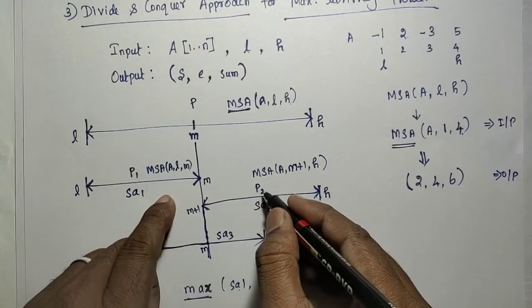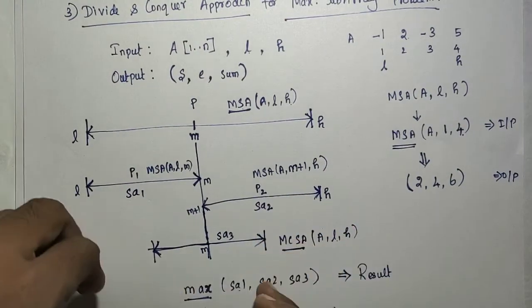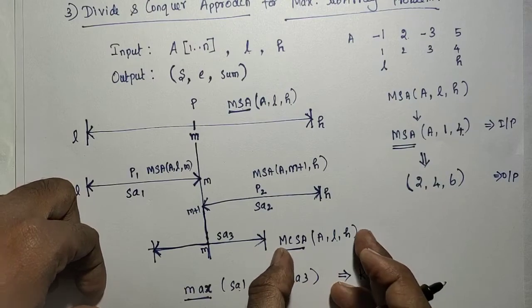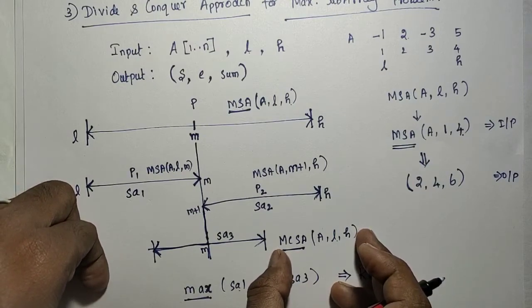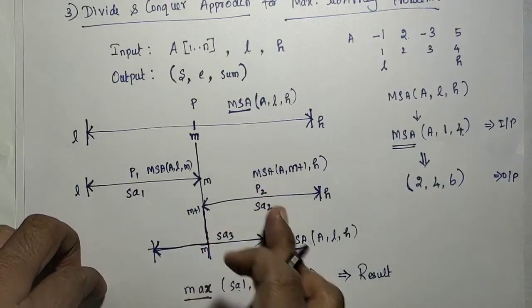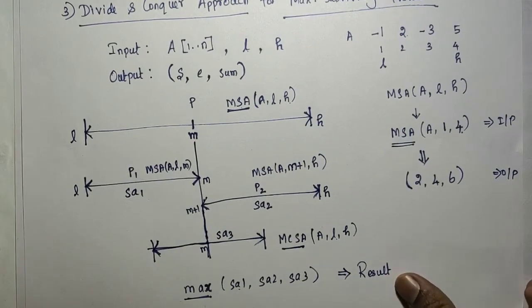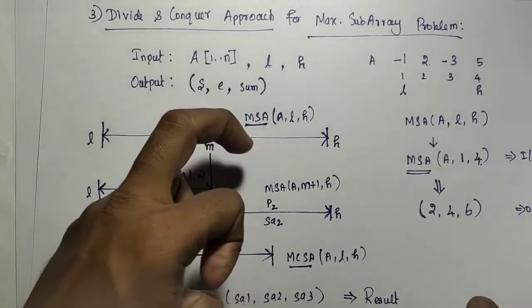In addition to these subproblems, we are going to use a procedure for finding the mid-crossing subarray. So this algorithm is also going to return a subarray. Among these three subarrays, we are going to return the one whose summation is the maximum, as the result. First we will start designing that MSA.